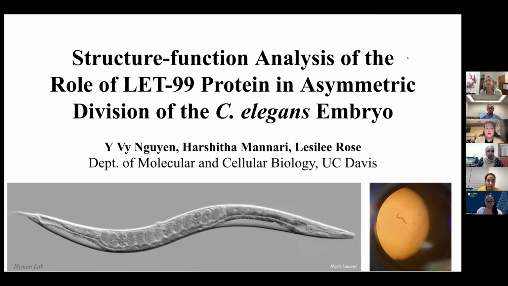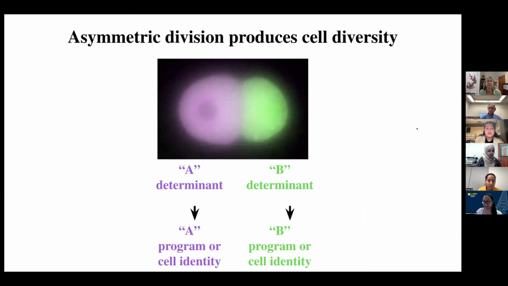So today I'm going to talk about structure function analysis of the role of LET-99 protein in asymmetric division of the C. elegans embryos. So what is asymmetric division? Asymmetric divisions produce cell diversity, and it is a process where daughter cells inherit different components, like the purple and green you see here, which leads to different developmental pathways or different cell identities, A and B.